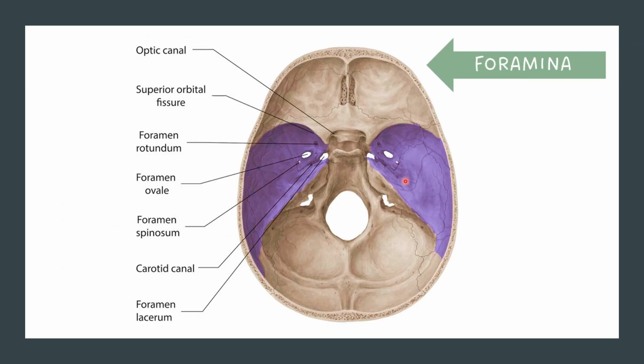There are many important foramens and canals in the middle cranial fossa. We have the optic canal, the foramen rotundum, foramen ovale, foramen lacerum, foramen spinosum, and the carotid canal in the middle cranial fossa. You can listen to the details of these foramina and the structures passing through in my video on the foramina of skull.